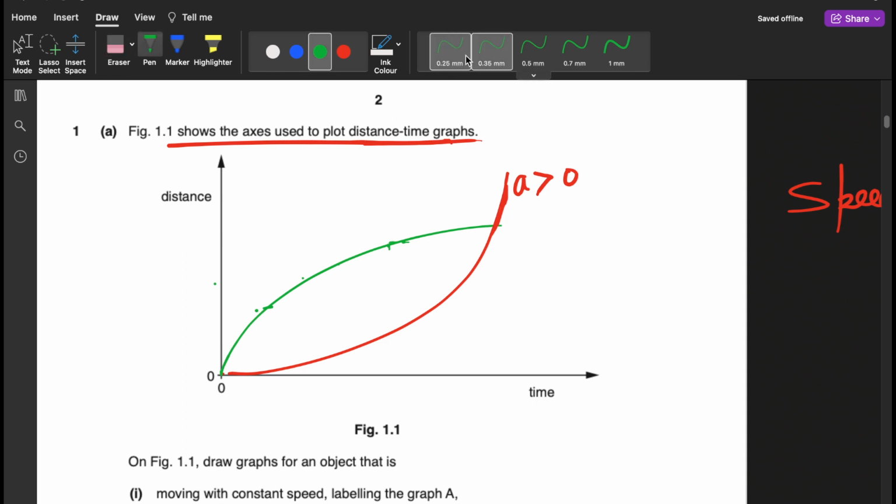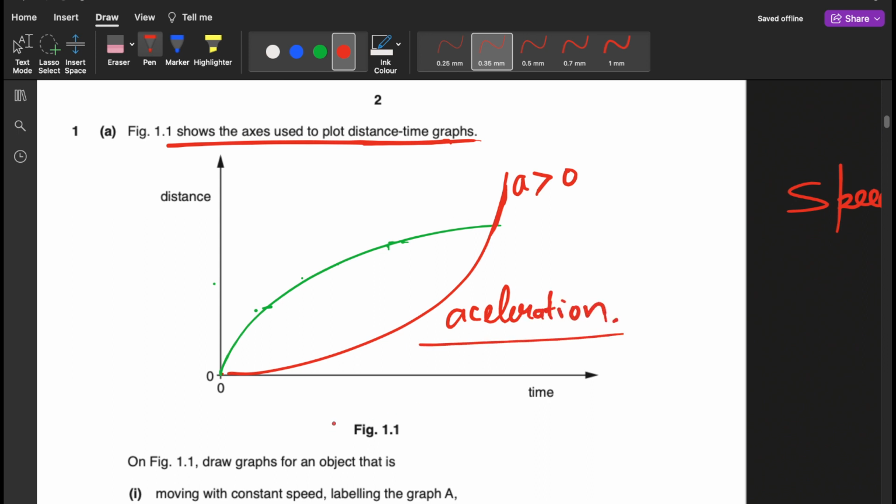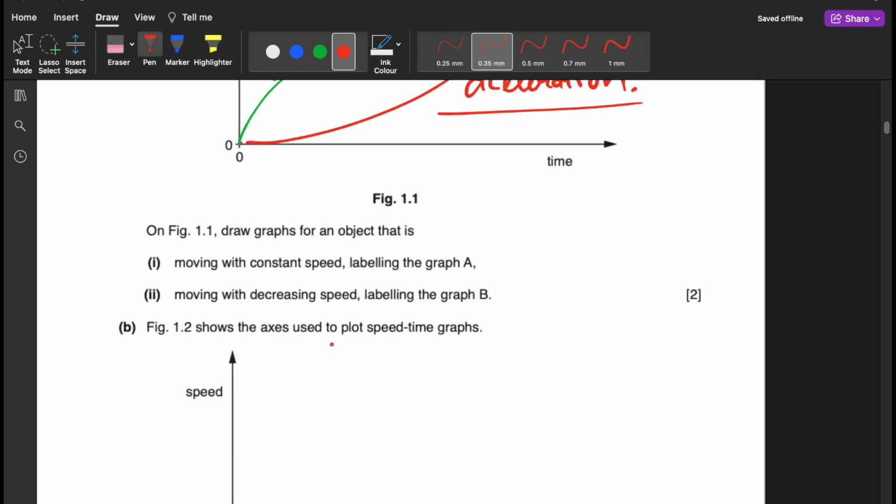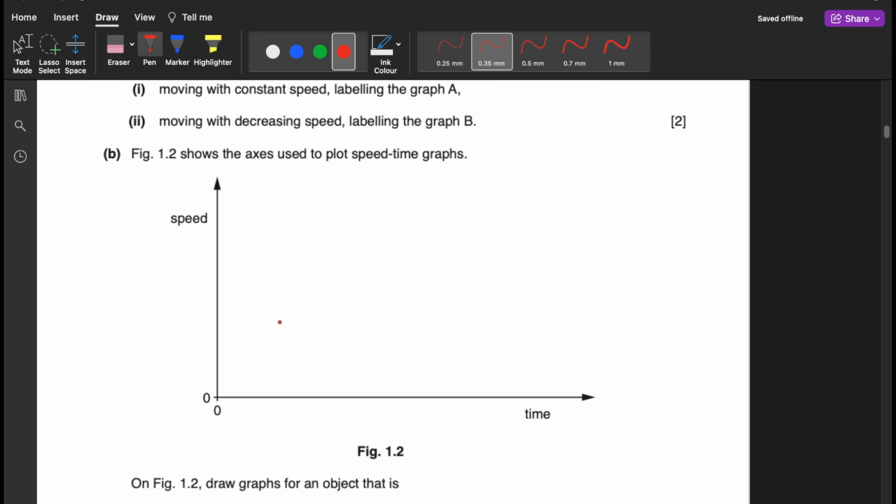Yes, you can write it. This is deceleration, and this is for acceleration. So this is for acceleration, and this is for deceleration. Okay, can we move further then? Yes. Okay, now let me come to this point.